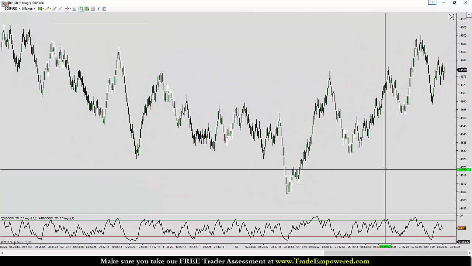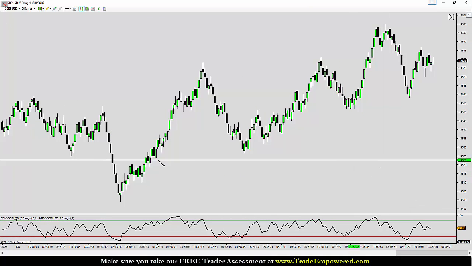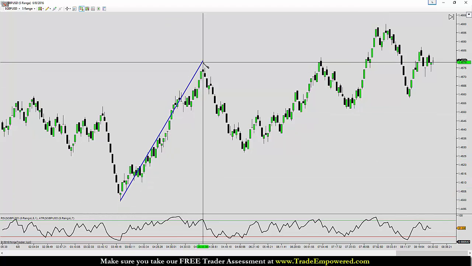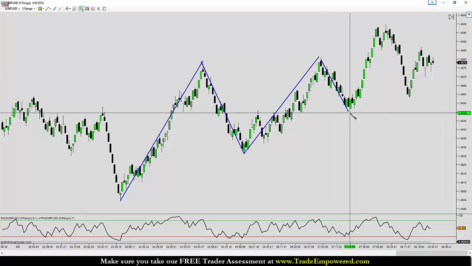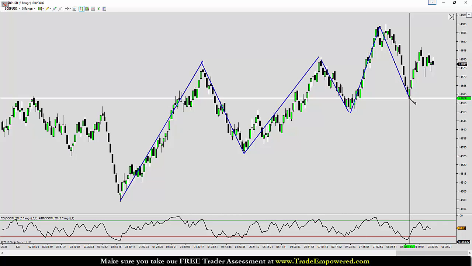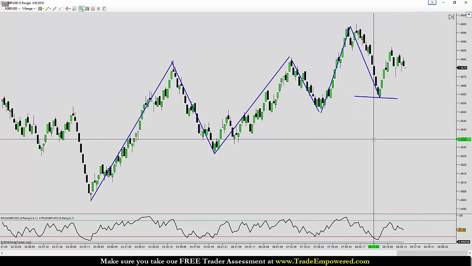I know Lax, you got long earlier in this, I think you said. It's a lot easier to see the trend here on the range bar chart. You can see the pullbacks, trend continuation opportunity right here. You can also see potential pattern formations here.